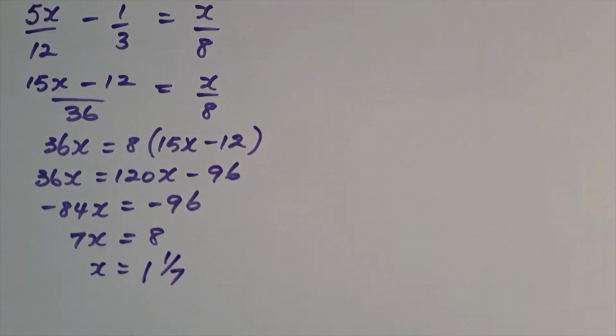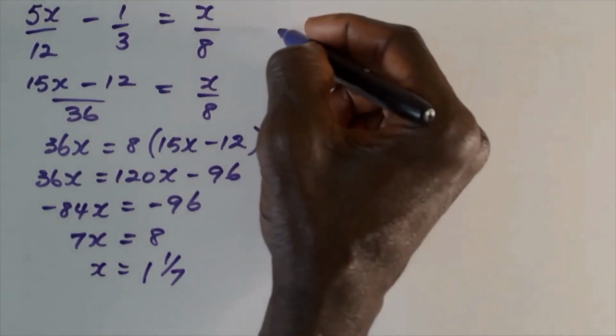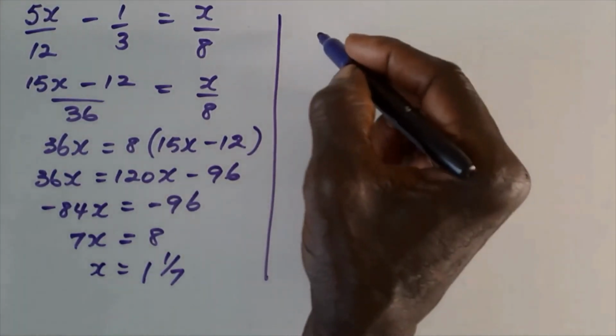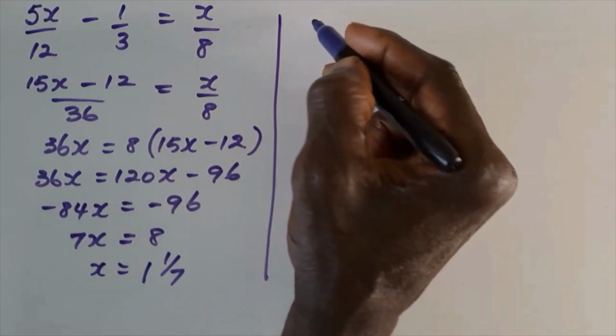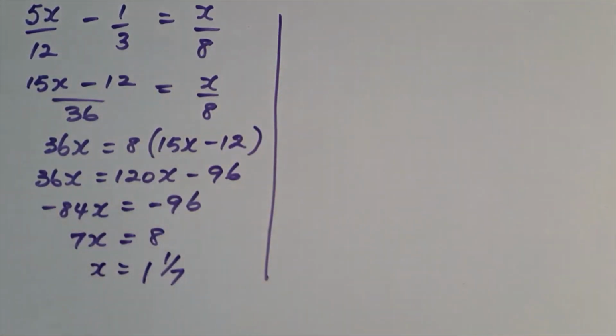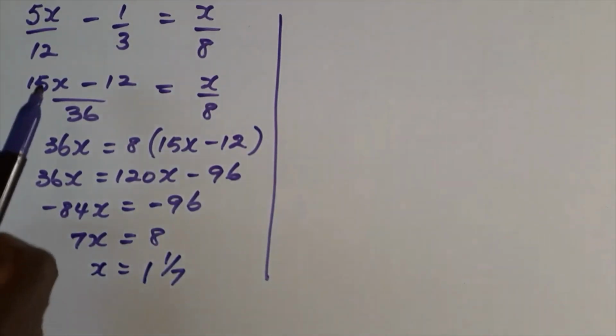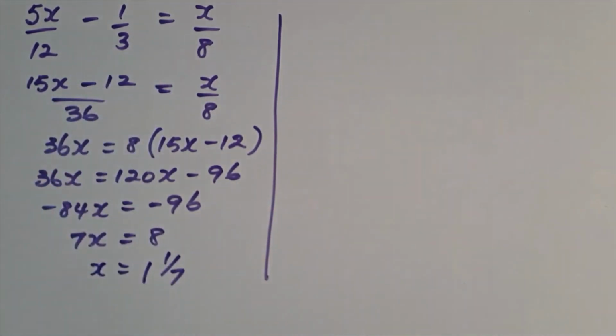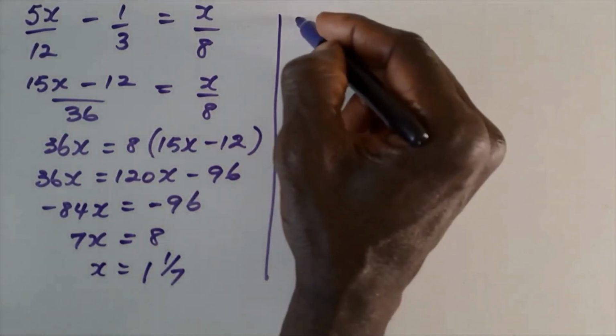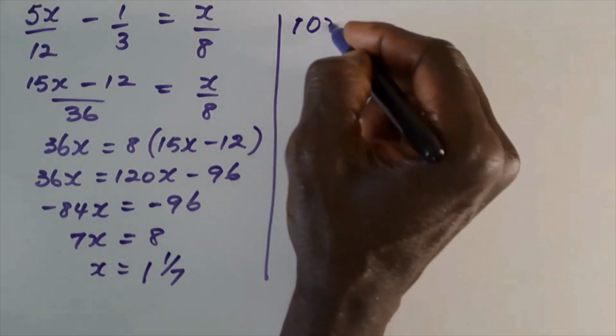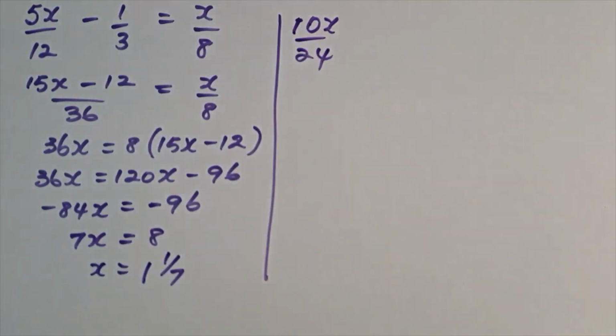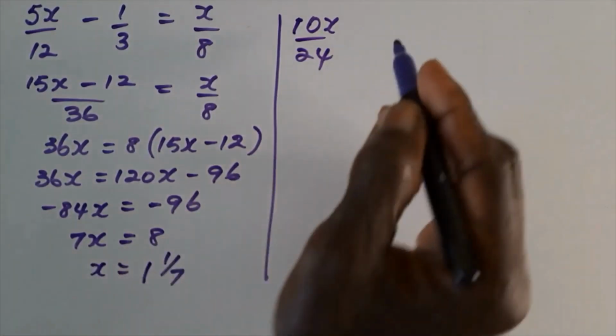There's another approach to solving this problem. You might prefer this. We'll create a common denominator. So we have 12, 3 and 8, and we'll use 24 as our common denominator and turn these into equivalent fractions with a denominator of 24. So the first will become 10x over 24. We've multiplied the numerator and denominator by 2.